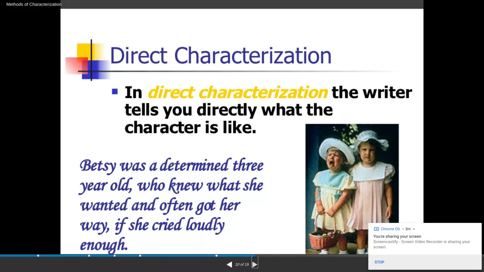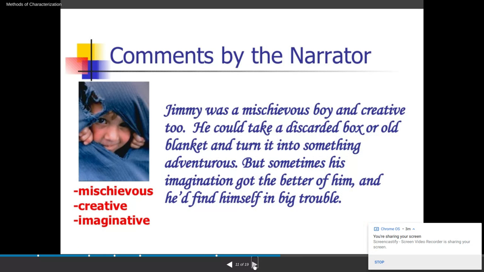There's also direct characterization. Right? What this means is it's when the narrator in the story, the person telling the story, tells us exactly what that character is like. Michael was mischievous. Jennifer was creative. Hugh was imaginative. And now we know, because we've been told, that the character is a certain way. We don't have to guess what they're like. We've been told.